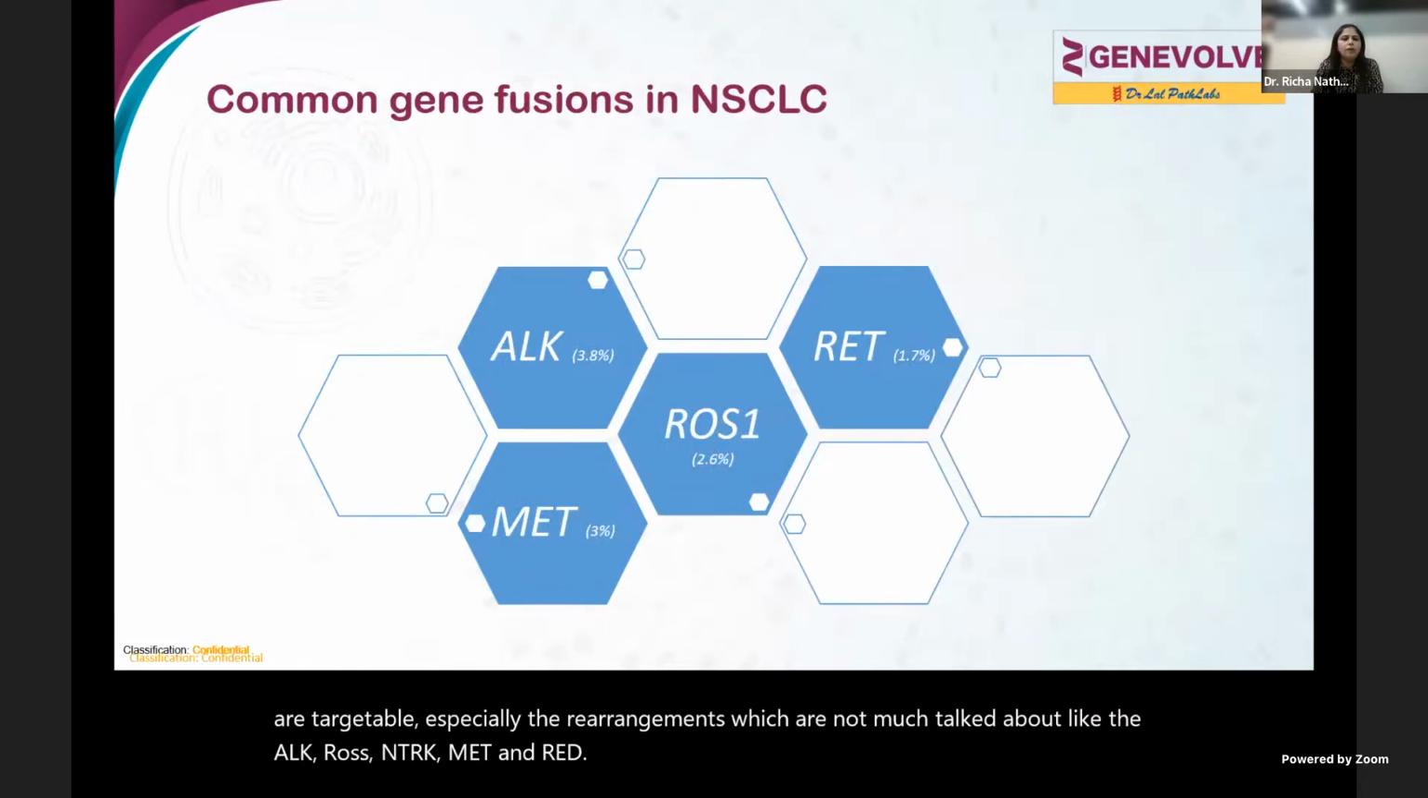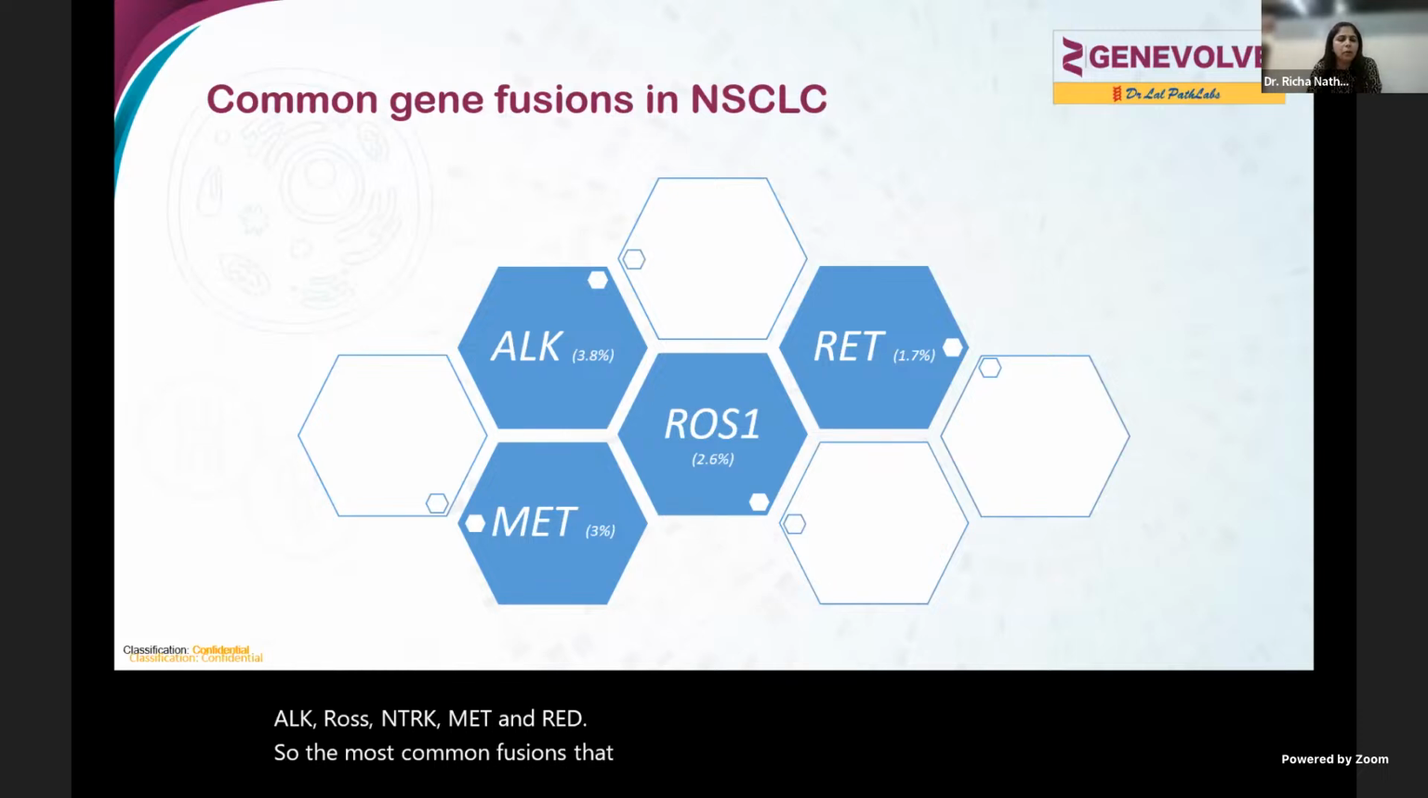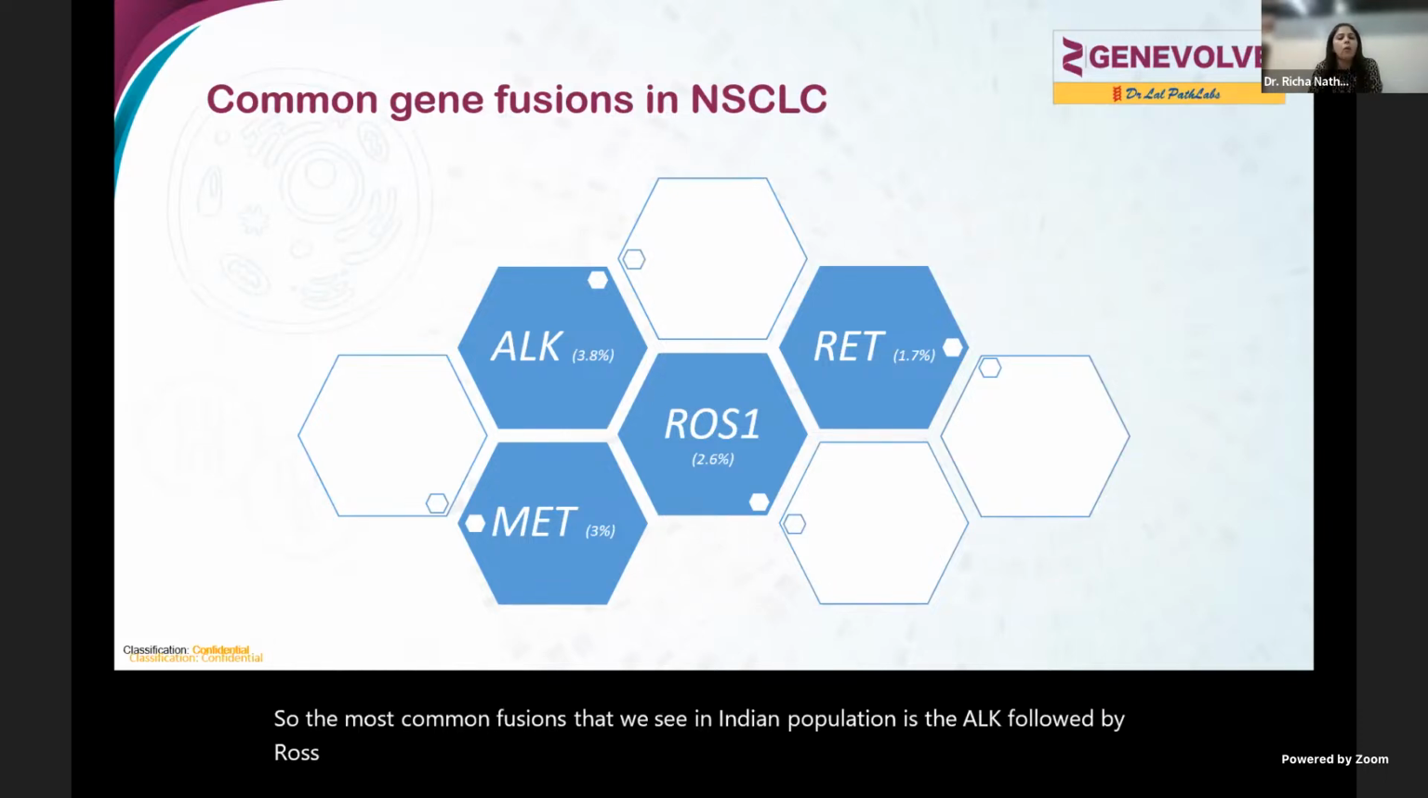The most common fusions that we see in the Indian population are ALK, followed by ROS and MET, and also some fraction of RET. Others can be NTRK1, 2, and 3. So we'll discuss each one of them briefly.